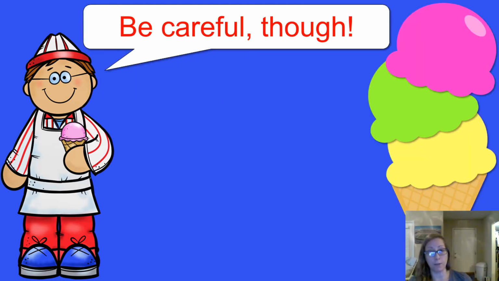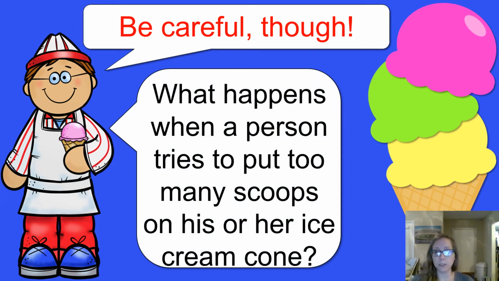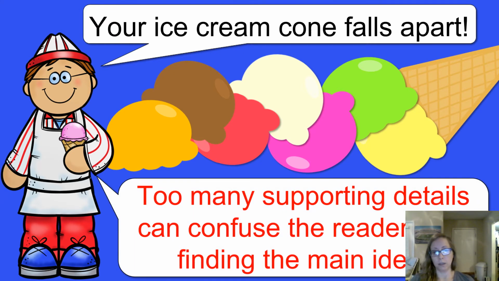Now, I also want you to be careful for one other reason, right? What happens when a person tries to put too many scoops on an ice cream cone, right? Maybe you're trying to put 10 scoops on. Think about what happens. The ice cream cone falls apart again. So too many supporting details can confuse the reader finding the main idea. So really, when we're finding those supporting details, they have to connect right to the main idea. And we're only going to pull out the most important ones. We're not going to pull out every single fact we read.